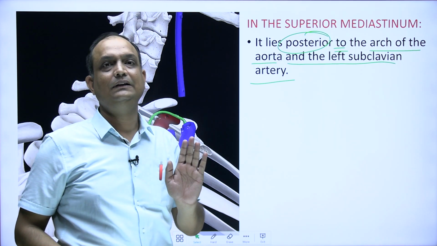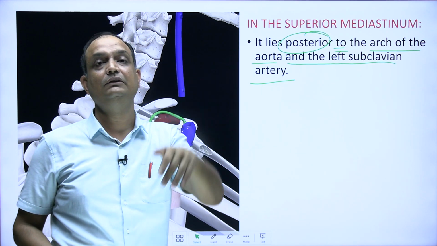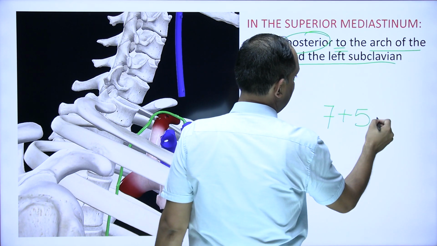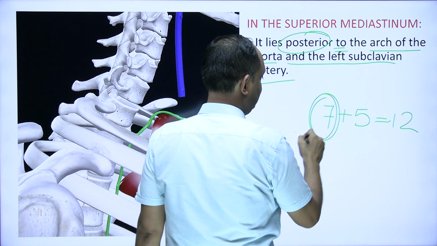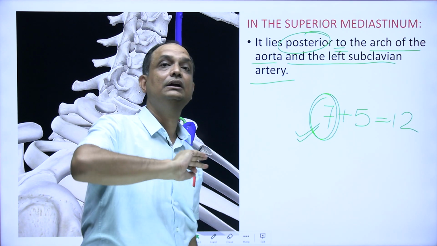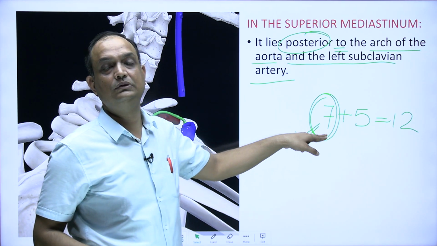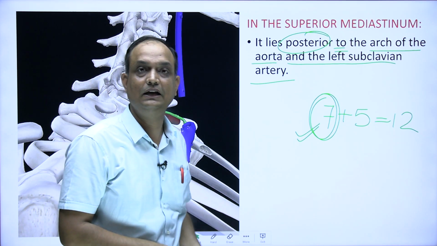You have to keep in mind that the arch of the thoracic duct starts at the level of C7, because we are using this C7, 7 plus 5 is equal to 12. So, when you reach up to C7, then and only then will it make an arch. Up to this cervical C7, it remains along the posterior wall of the thoracic cavity.